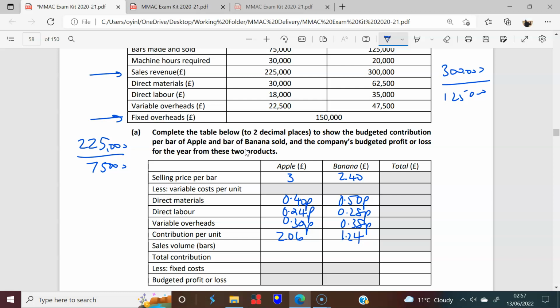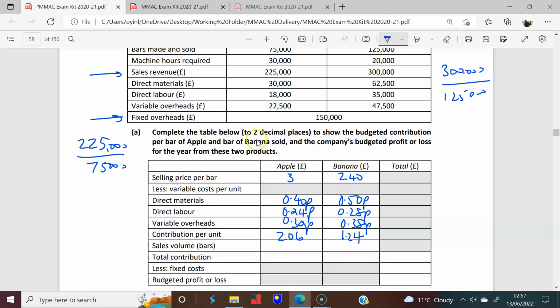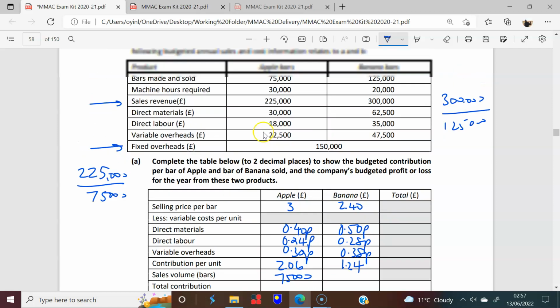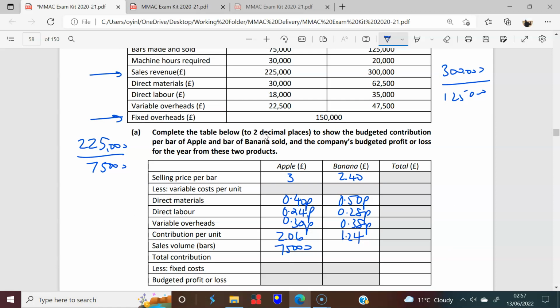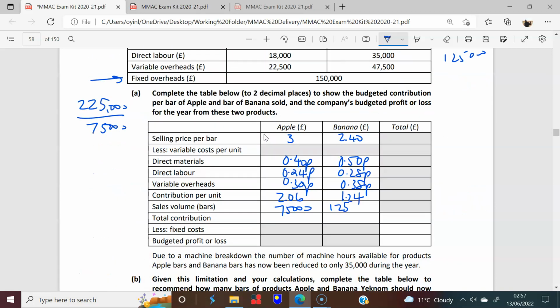Right, we know the number of bars. So we're selling here 75,000 bars. I'm just copying the top. Hopefully you're used to this whole tabular format of just going in and picking out the numbers. And so we can find total contribution. Total contribution is just the number of bars times their contribution. So you have £2.06 times 75,000, which is 154. Just let me change my pen color.